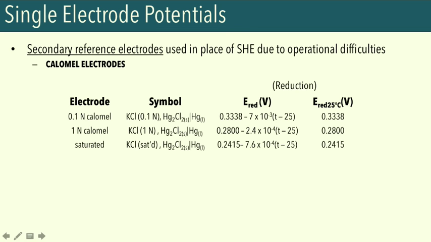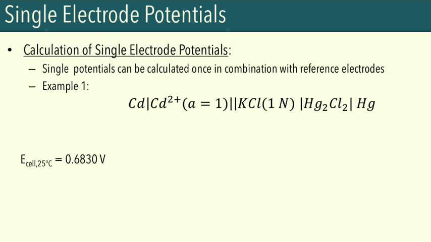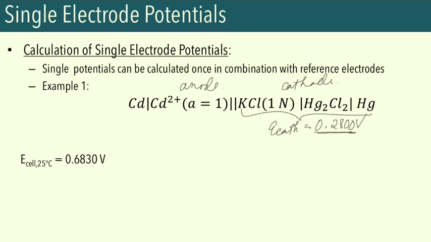So when we couple electrodes of unknown potential with our secondary reference electrode, we can calculate the unknown potential from measuring with a potentiometer the resulting cell potential. So in this particular example, we connected our calomel electrode as the cathode and our unknown electrode as the anode, okay? And the resulting cell potential is measured to be 0.6830 volts, okay? So we know earlier that the cathode potential over here is equal to 0.2800 volts, okay?